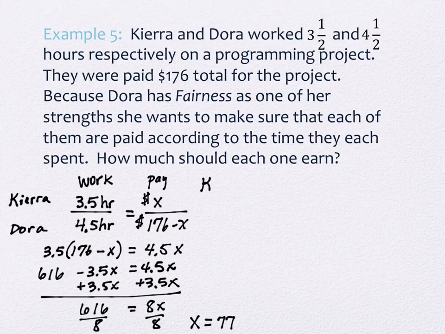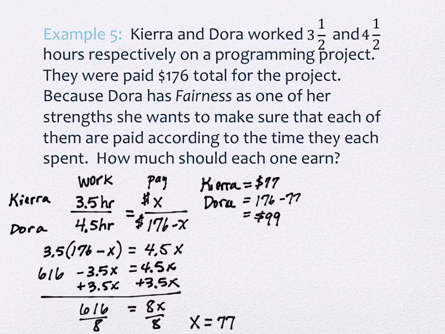Now let's answer the questions that are asked specifically. That is, how much does Kierra make? And how much does Dora make? Okay, so Kierra makes 77. How do I figure out what Dora makes? 176. What is 176 minus 77? So she makes $99. And it's not a bad idea to go back up and make sure that makes sense. It says Kierra worked 3.5 hours. That's less than Dora, and Dora worked 4.5 hours. So Kierra should be making less money than Dora. You can at least visually sort of make sure it makes sense at the end.